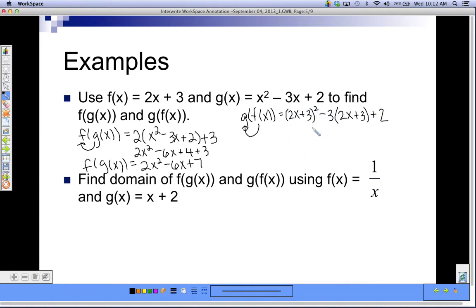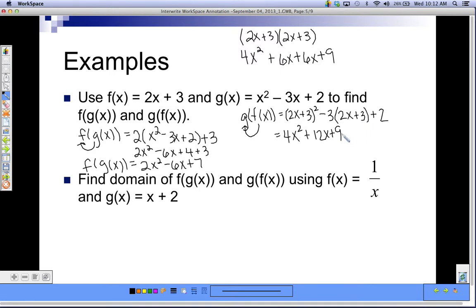Well, remember this means FOIL, so let's just FOIL up here to save some room. So we have 2x plus 3 times 2x plus 3. So that gives us 4x squared plus 6x plus 6x plus 9. So that gives us 4x squared plus 12x plus 9.